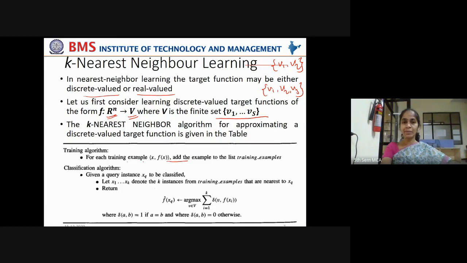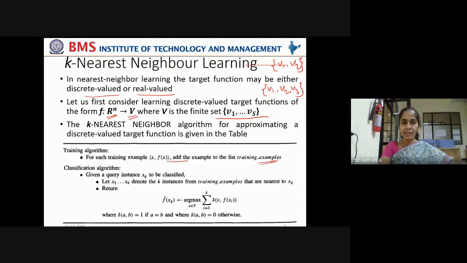For each training example, x is the set of all the attributes, and f of x is the target label. For each such training example, add the example to the list of training examples. Keep adding, keep storing all the training examples. The data set is given. Now how can a k-nearest neighbor algorithm be applied on the data set? First, all the training examples in the data set are stored into the memory. Now, when the new instance is given to be classified, only then the actual processing starts.